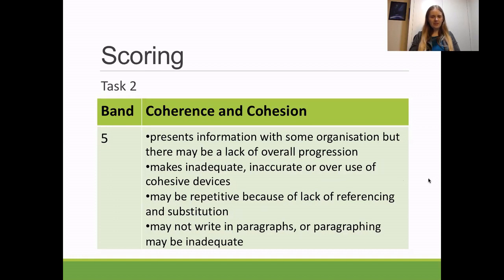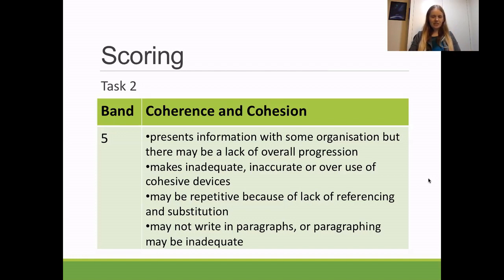For a score of 5, that would mean that your writing presents information with some organization, but there may be a lack of overall progression. So you have a plan, it's a little bit organized, but maybe you're just giving points, but there's no way to clearly follow it from the beginning of your essay to the end of your essay in a clear way.